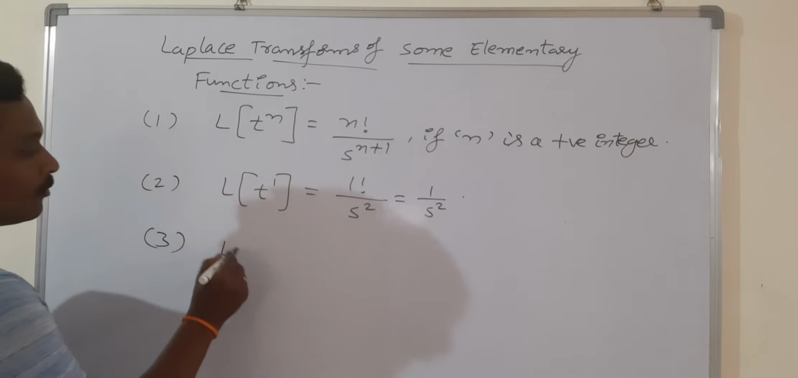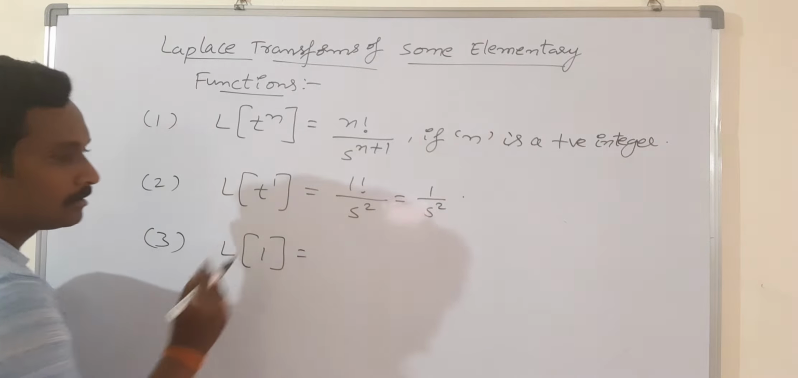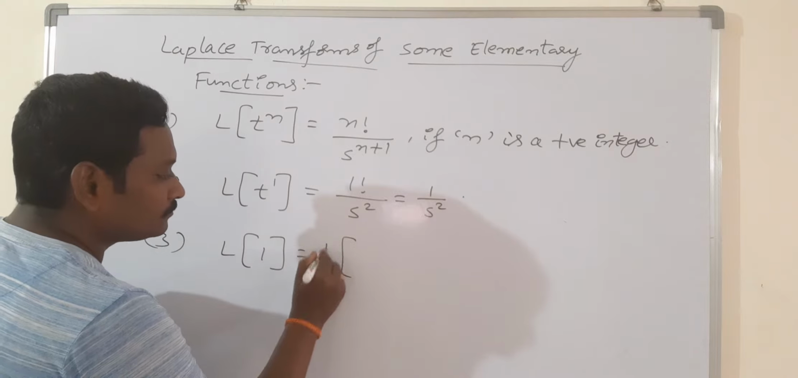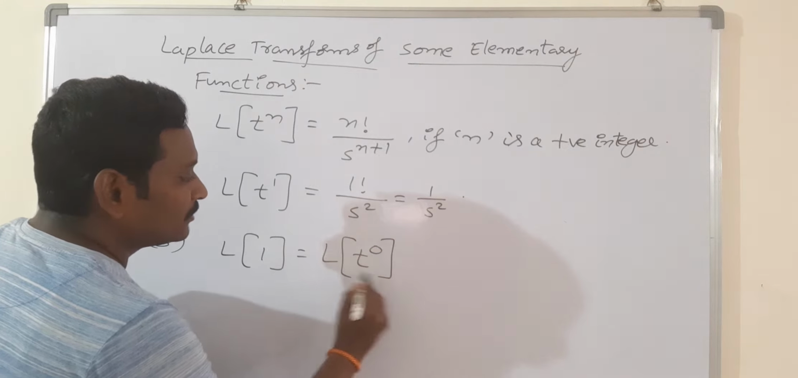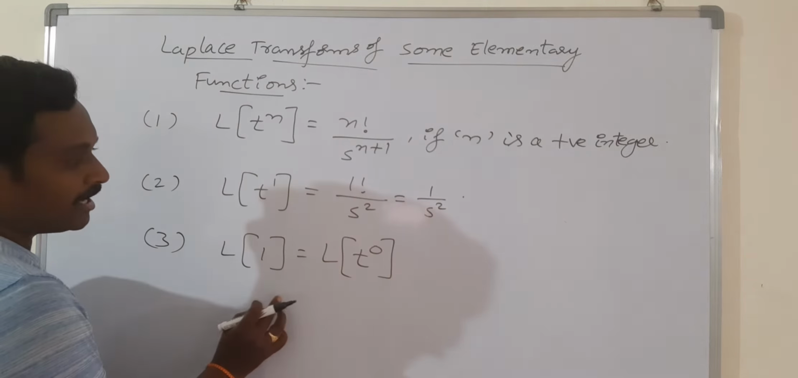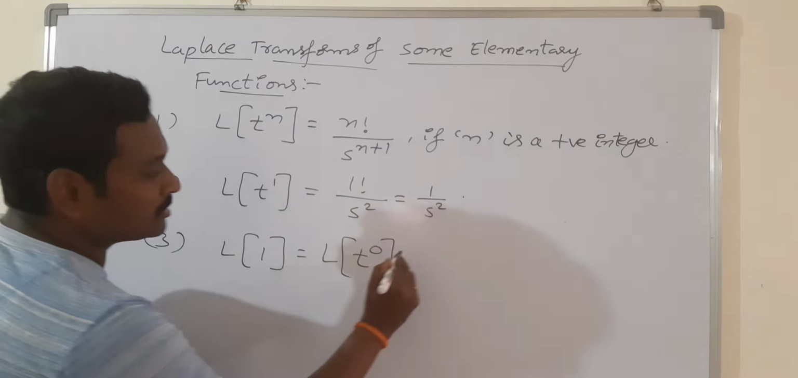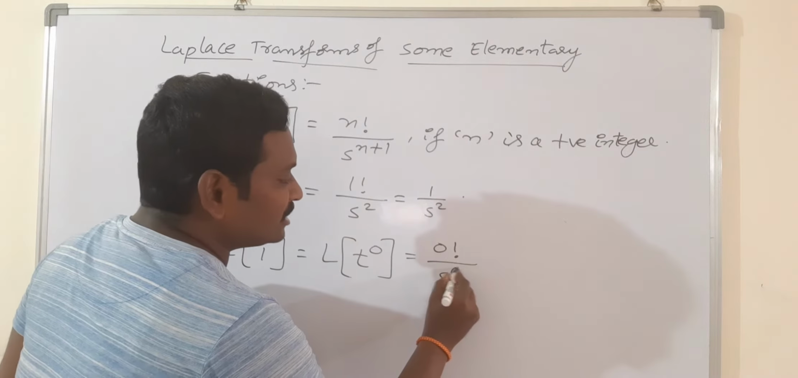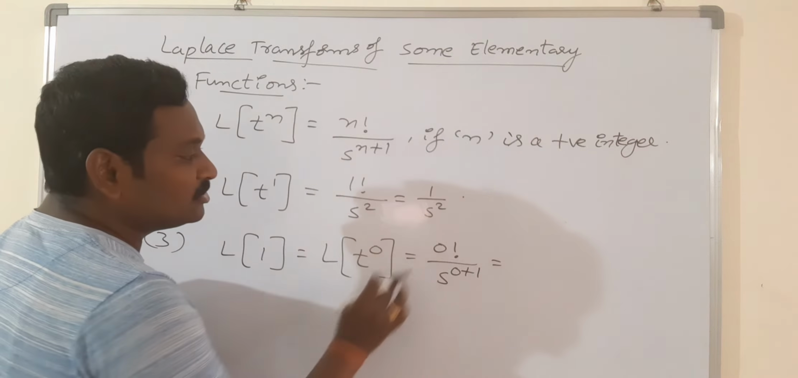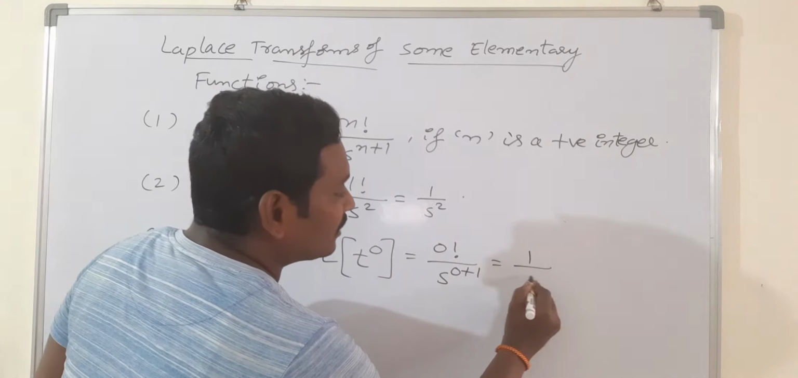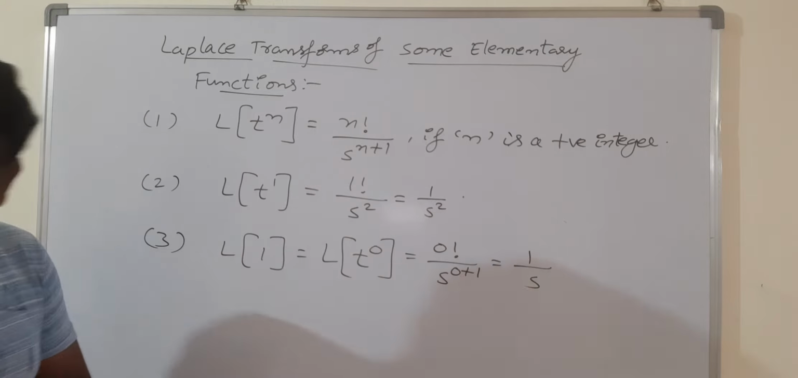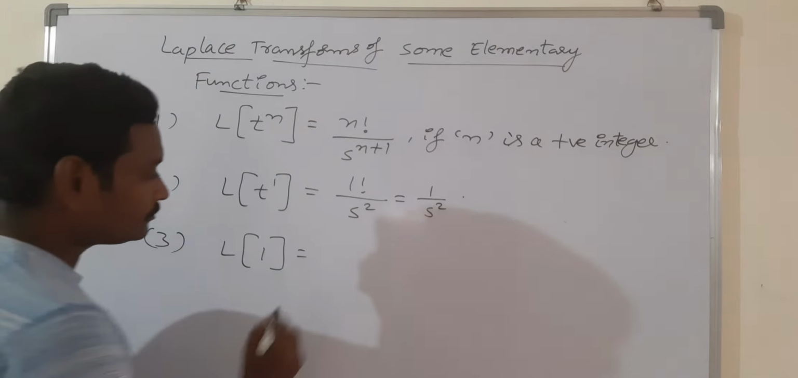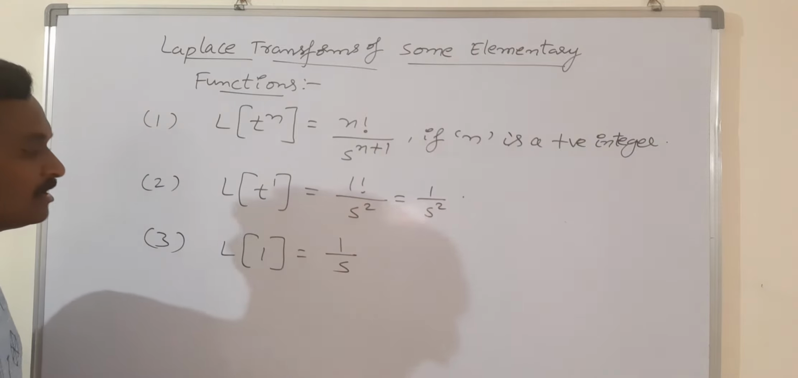Next, what is L of 1? L of 1 can be written as L of t power 0, since anything power 0 is 1. So you can apply this formula here also: 0 factorial by s power 0 plus 1. 0 factorial is known as 1, so simply you can write L of 1 is 1 by s. The formula for L of 1 is 1 by s.